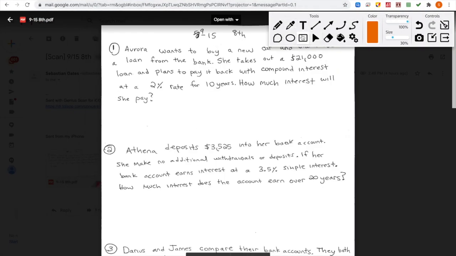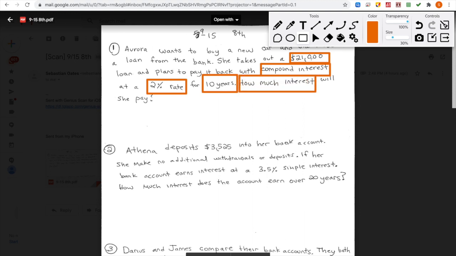So we're going to go ahead and highlight some of this good information for us. We have $21,000. That's going to be our principal. We know we're using compound interest. We know that there's going to be a 2% rate, and we know that the time is going to be 10 years. Now we're going to look at what the question is asking us for. How much interest will she pay?